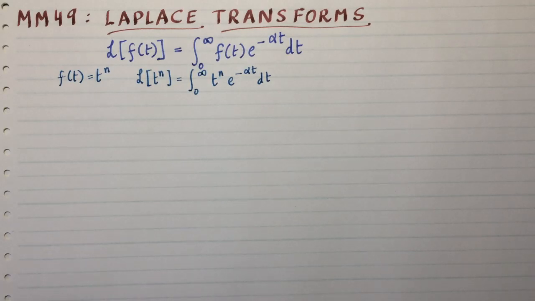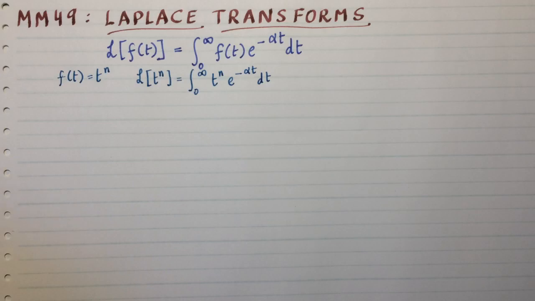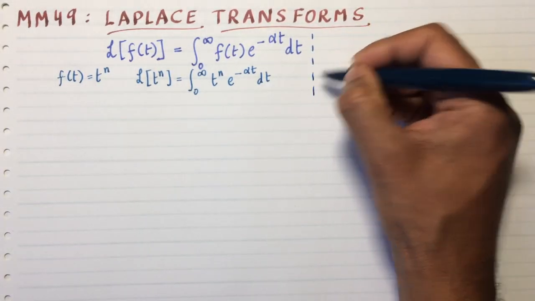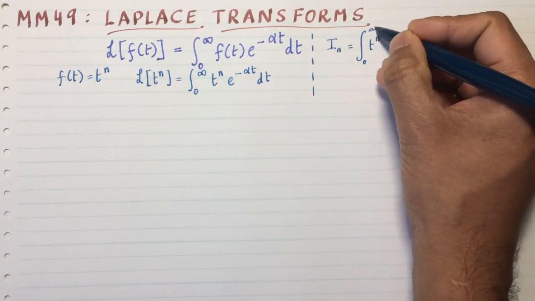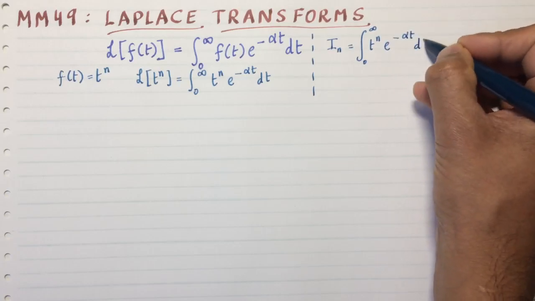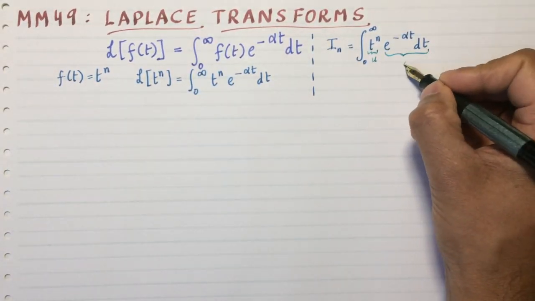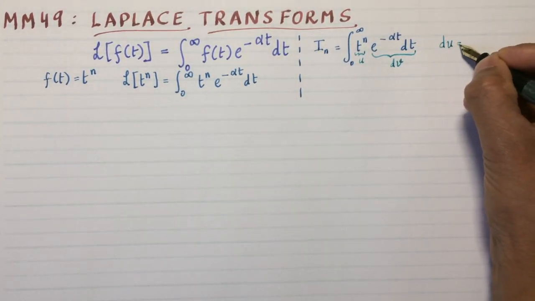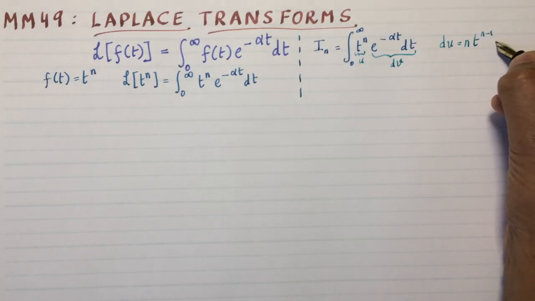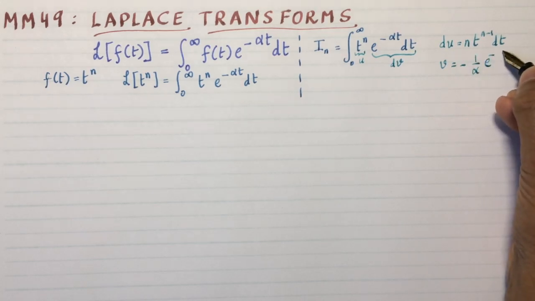This type of integral can easily be evaluated using the method of integration by parts. What you can do is to call this integral first of all something. So in order to evaluate this integral, let's call the integral I sub n equal to the integral from 0 to infinity of t to the power n e to the minus alpha t dt. Let us call this variable u, and let's call this variable dv. The method of integration by parts should be followed. So du will give me n t to the n minus 1 dt, and v is going to be negative 1 over alpha e to the minus alpha t.